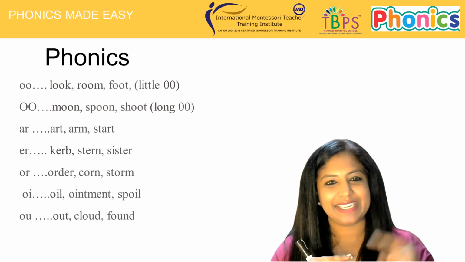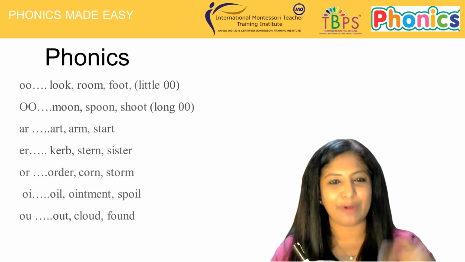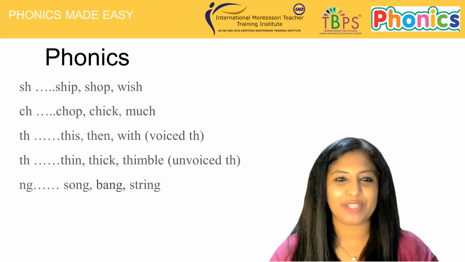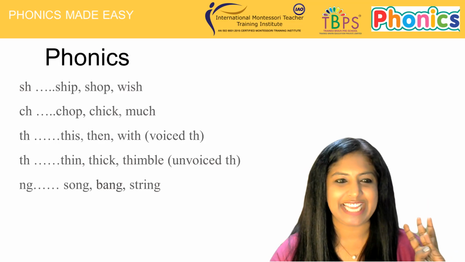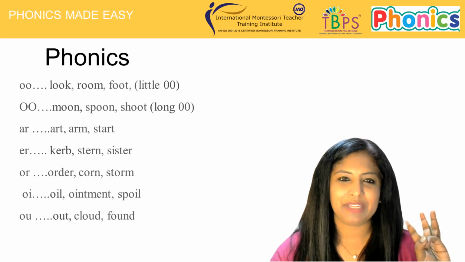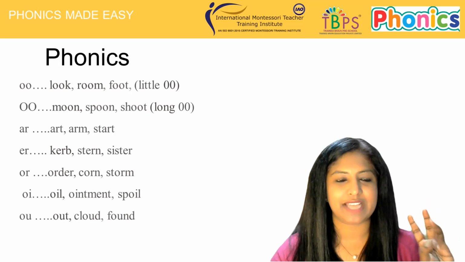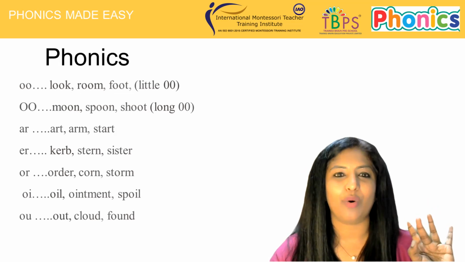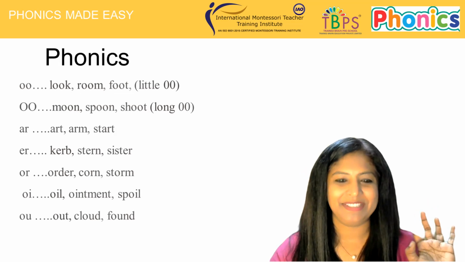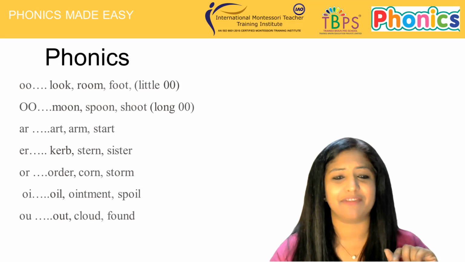So A to Z, whenever you're introducing the vowel, also list down the long vowel sound. That adds up to your 31 sounds. Then you begin with your SH, CH, TH and NG. TH has two sounds. From there, little oo and long oo. From there, R controlled sounds AR, ER, OR. From there, diphthongs OI and OU. So that covers your 42 sounds, which were listed alphabetically.